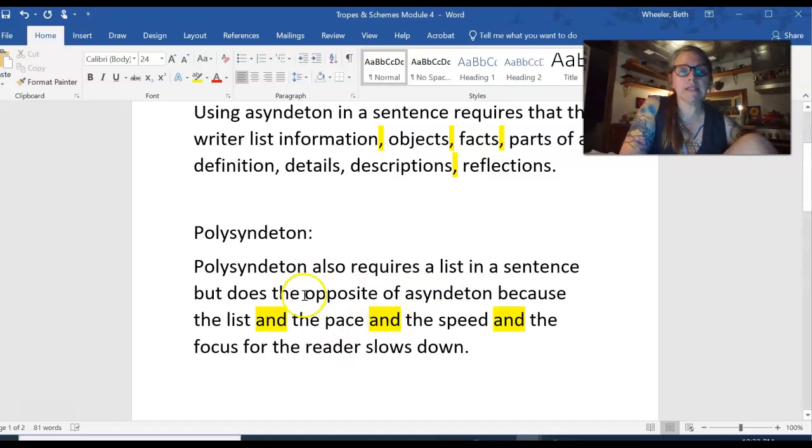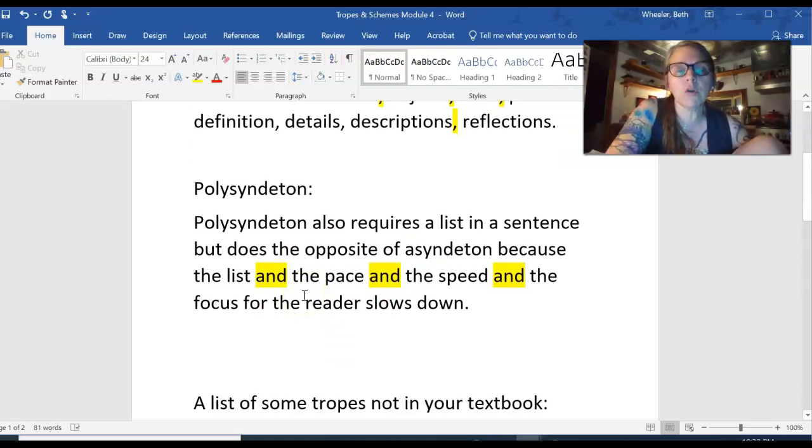So let's look at the example, polysyndeton, with the "and." Notice, no commas at all. Polysyndeton also requires a list in a sentence, but does the opposite of asyndeton, because the pace and the speed and the focus for the reader slows down. So I made my list of things slow down because of the "and."